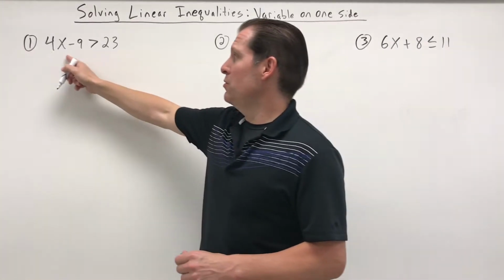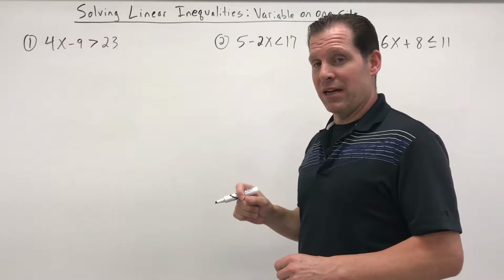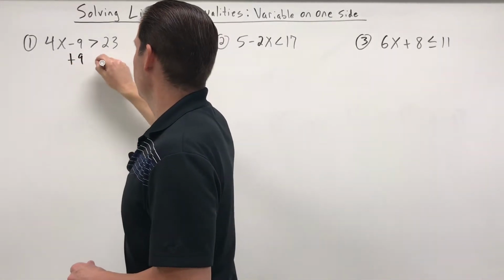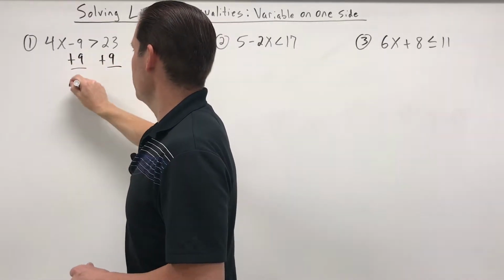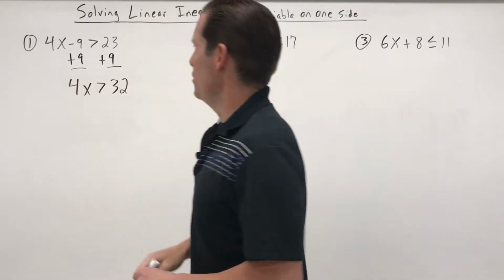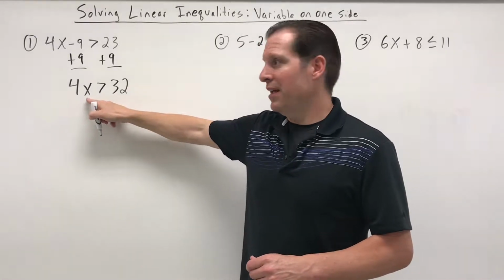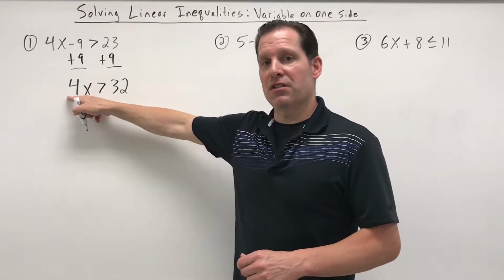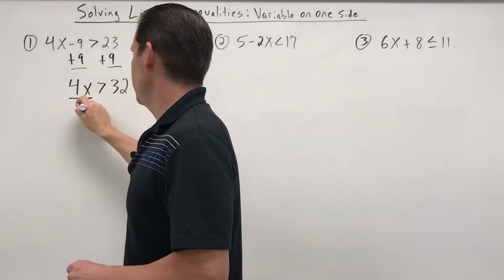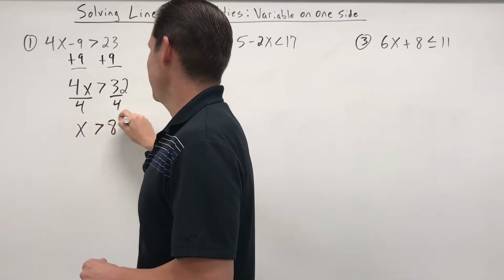So if I want to get the x by itself here, I want to move that 9 over first. So if I have a minus 9, I want to do the inverse, I want to add 9 to both sides. So I go ahead and do that. That gives me 4x is greater than 32. So then what I want to do is, if I want to get the x by itself here, I got to divide by 4, because this is 4 times x, so I want to divide by 4 to both sides. So when I do that, I get x is greater than 8.